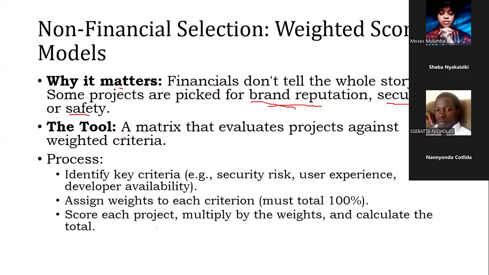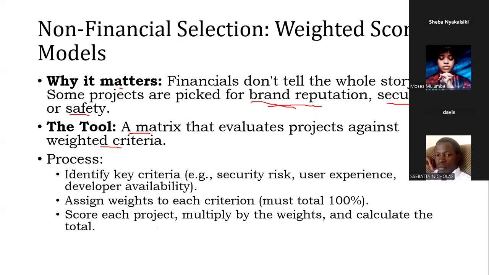But then again, also other things we point out, like what's the financial standing of your organization. Then the tool, a matrix that evaluates the projects against weighted criteria. The process: you identify key criteria like security, risk, user experience, developer availability, assign weights to each criterion, score each project, multiply by weights, and calculate the total.